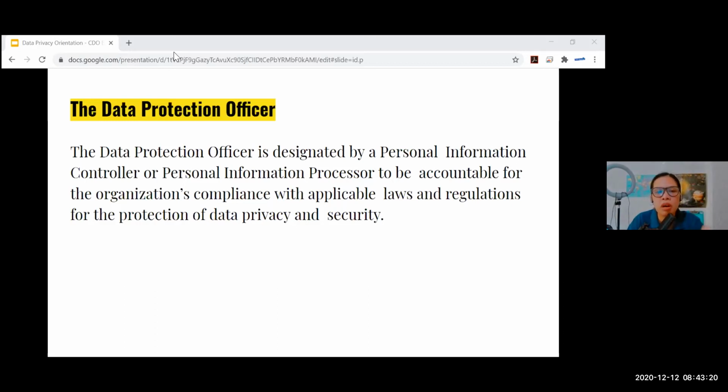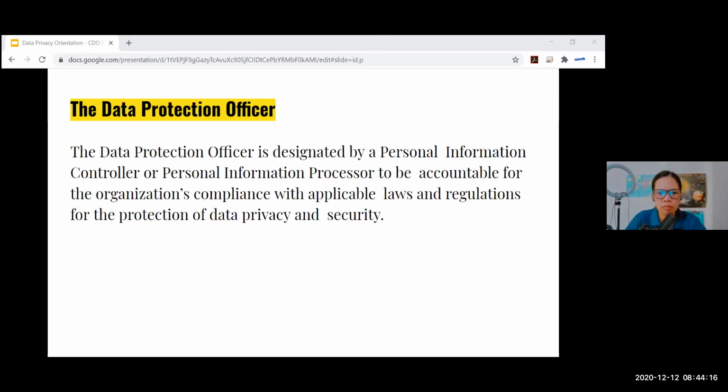Then here comes the Comelec, and as a head of agency who probably doesn't understand what the law was about, he was saying, "You blame the developers. You don't blame me. I'm not the one who created the system." But again, as a PIC or a PIP, you are also responsible for securing the personal data of your data subjects. The data protection officer is designated by the PIC or the PIP, and is accountable for the organization's compliance with applicable laws and regulations for the protection of data privacy and security. A very good tip for DPOs, if we have DPOs in this room: when you're giving out recommendations, ensure that it's all well documented, just in case there are violations, so you're safe.